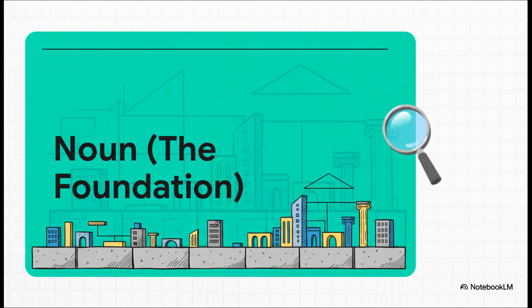First up, the noun. Think of this as the solid foundation for your entire sentence. It's the subject, the who or the what you're talking about. It could be a person, like the architect, a place, like the city, or even an idea, like design. The noun gives your sentence something solid to stand on.